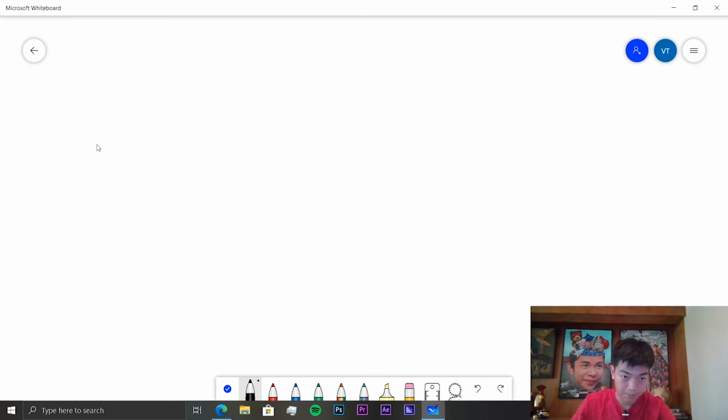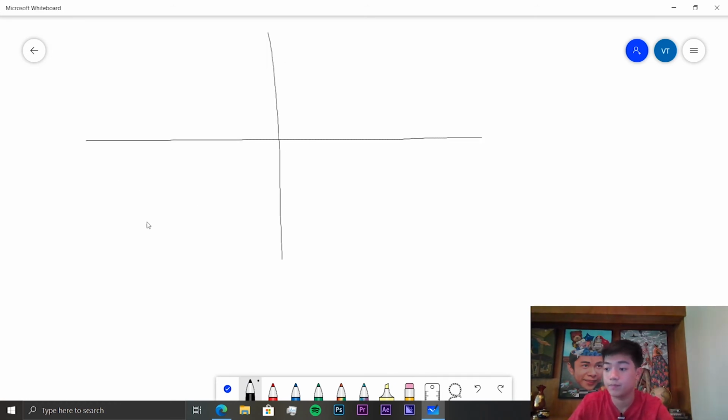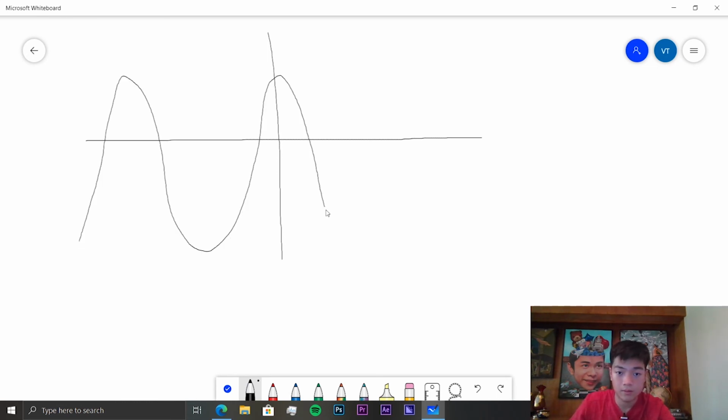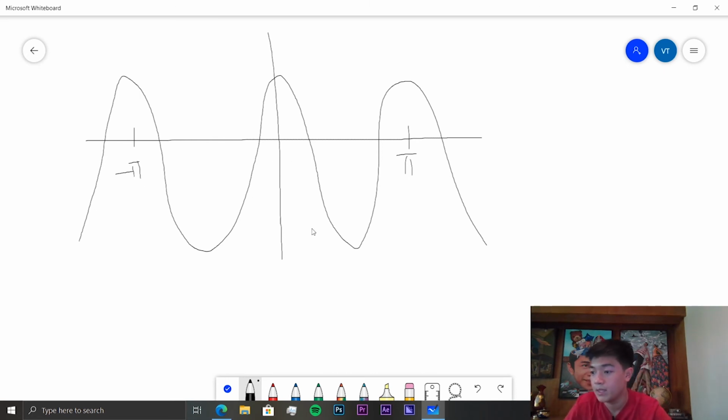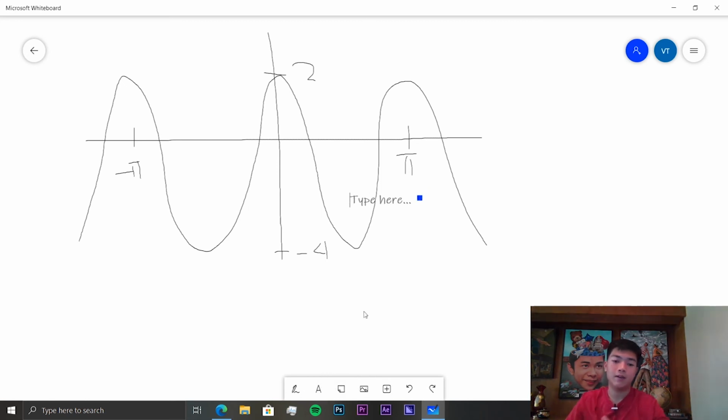Next graph. We have a graph that looks like this. So this peak is pi. This peak is -pi, and of course 0. And this bottom is -4. This top is 2. Okay, so what is the model of this graph?